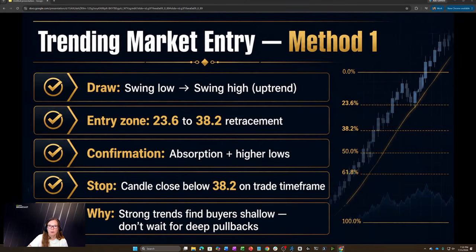The stop on a trending market entry sets below the 38.2 level with a close-based stop on your trade time frame. A wick below 38.2 is the market probing. A candle close below 38.2 tells me that the pullback is deeper than a trending market should produce, and the trend momentum may be weakening, and I exit for a loss cleanly.